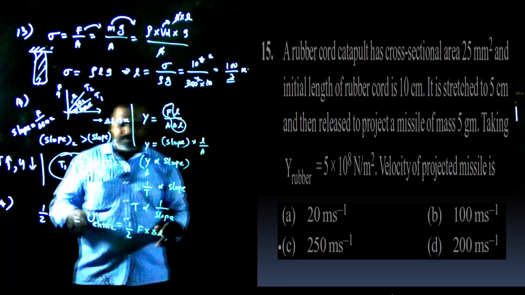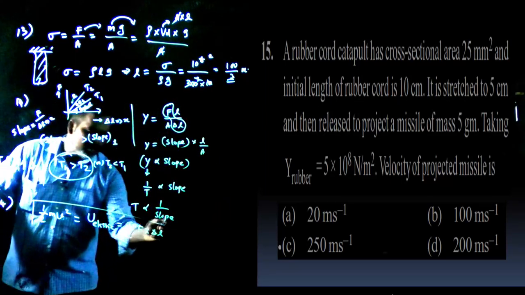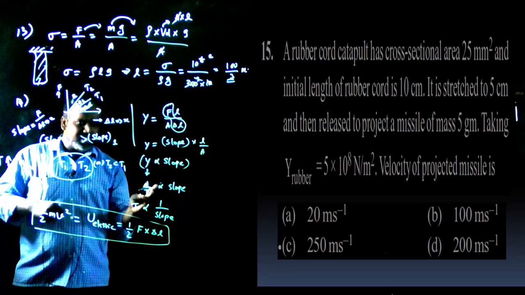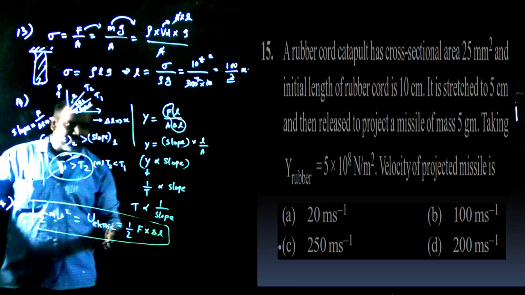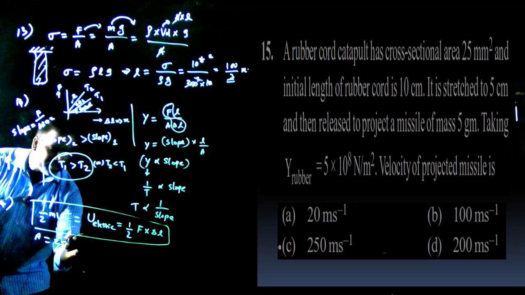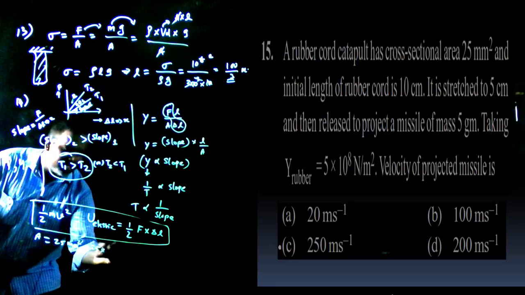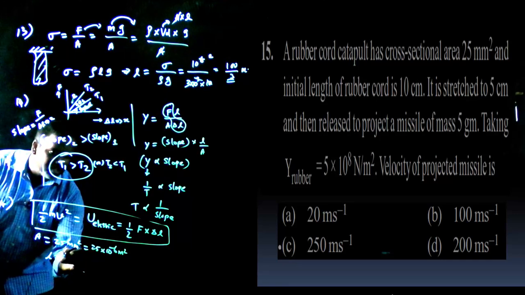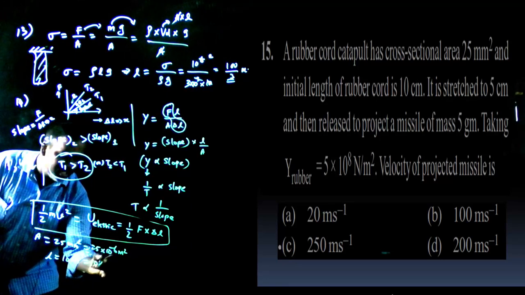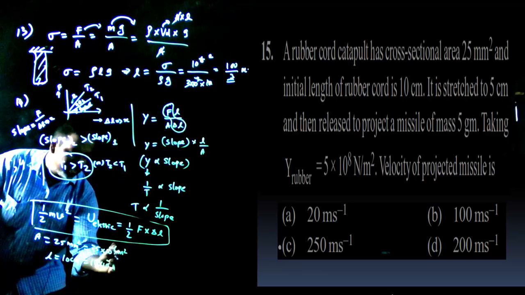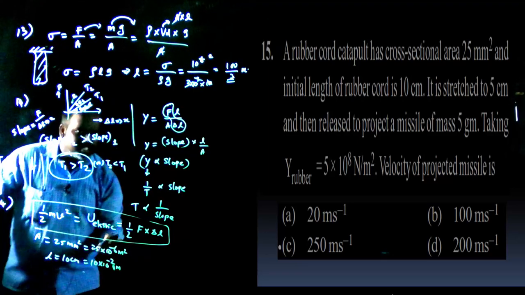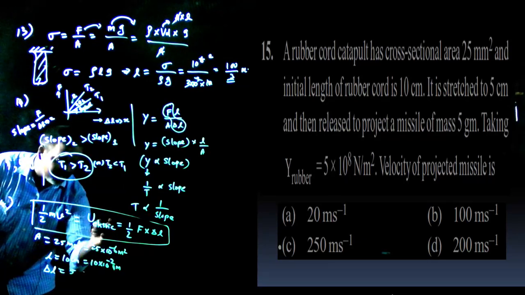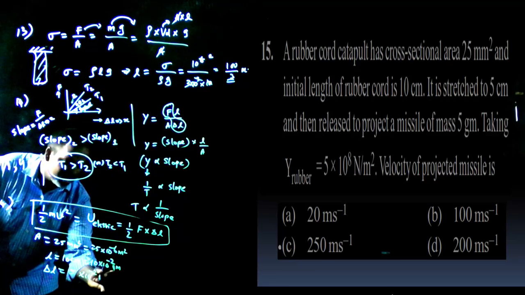This is the general expression we are going to use for the problem. Looking at the data, A is given, L and delta L are given. A is 25 millimeter square, that is 25 into 10 to the power of minus 6 meter square. L is 10 centimeter, that is 10 into 10 to the power of minus 2 meter. Delta L is 5 centimeter as given, therefore 5 into 10 to the power of minus 2 meter.